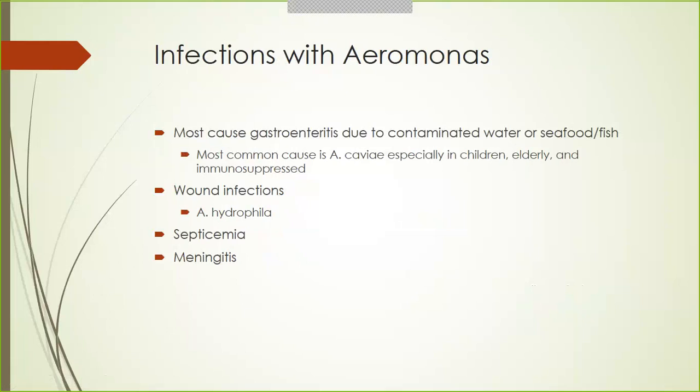Most commonly, you'll see Aeromonas caviae, especially in children or the elderly. There are some that are associated with wound infections. Typically, it's Aeromonas hydrophila. It can result in septicemia. Any bacteria really could result in septicemia if it wants, and meningitis. I don't ask you a ton of things about Aeromonas. Mostly just remember its main characteristics.